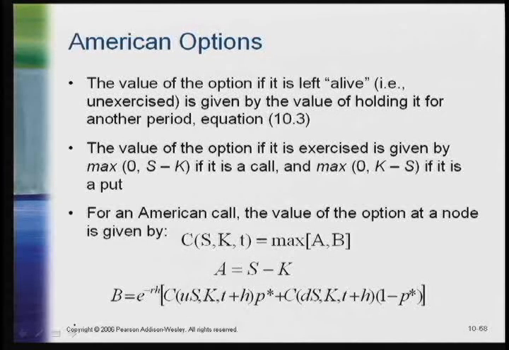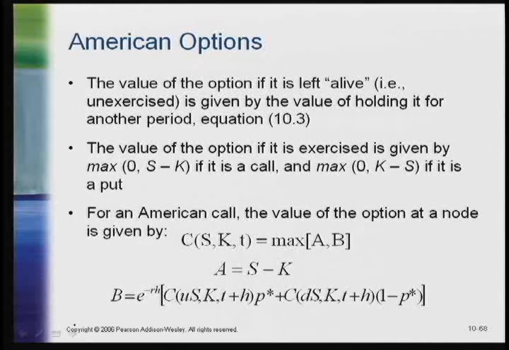If we exercise it currently, of course, it's the payoff function for a call being the maximum of 0 and S minus K, or the maximum of 0 and K minus S if it's a put. So the early exercise value is well defined, and the value if alive reflects the value of future exercise.